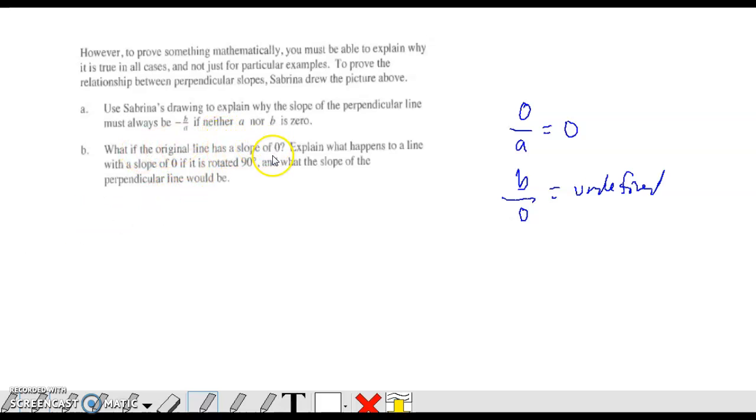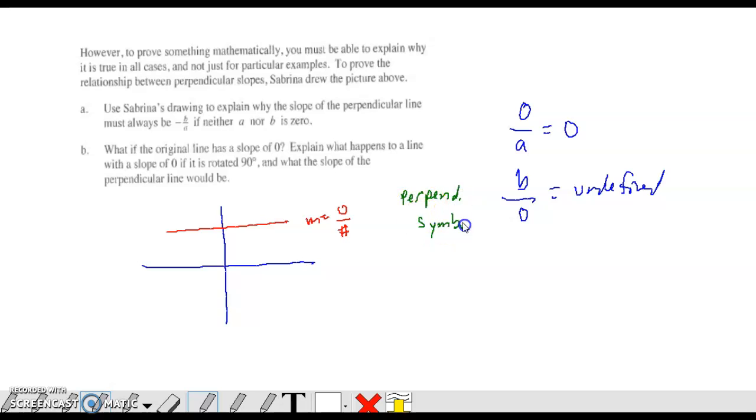So what happens if the original line has a slope of 0? What happens if you rotate it? If I just quickly draw a line of 0, so bam, this means that your slope is 0 over some number, right? Doesn't matter. Remember, something's going to flip, right? That means that your new slope, your perpendicular, and just FYI, the symbol for perpendicular is an upside down T, right? So that's your symbol for a perpendicular line. If I flip this, that means some number is going to be on top and a 0 is going to be on the bottom. So what is that? It's an undefined line.